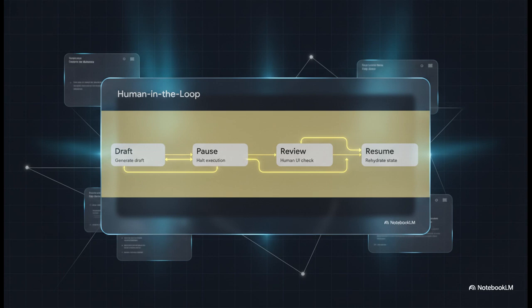By using explicit halt conditions, you can pause the state machine, which lets the persister save the exact context. Then, after a human reviews the draft in a UI, the backend rehydrates the state and seamlessly resumes execution. It's a brilliant way to guarantee safe external operations.